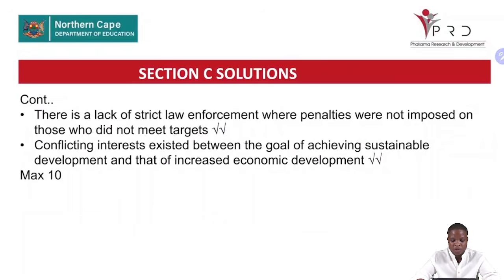Conflicting interests existed between the goal of achieving sustainable development and increased economic development. So for economic development to take place, there must be more production. More production means that the environment will be damaged. So there is a clash between the two goals. The goal of a sustainable environment and the goal of economic growth and economic development. They may clash. Then that will make the agreement more ineffective. So anything that is relevant to this question, then you may mark yourself, or you may ask if that is correct or not. Then the maximum for this is 10 marks.